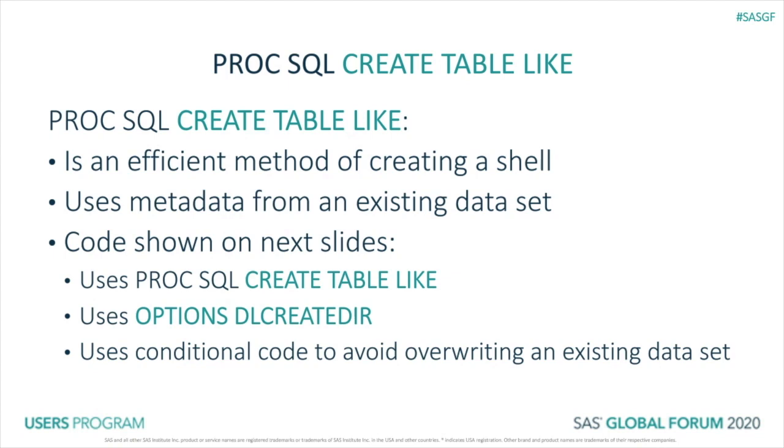takes advantage of the fact that the option DLCREATEDIR enables the creation of a library or folder if one does not already exist. DLCREATEDIR is benign and does not overwrite existing folders or data within those folders. The create table like method is not benign and will overwrite an existing data set. So the program snippet that I'll show you uses conditional logic and sysfunc to determine if the file to be written already exists, and does not overwrite the file, instead producing an error note in the log if it already exists.